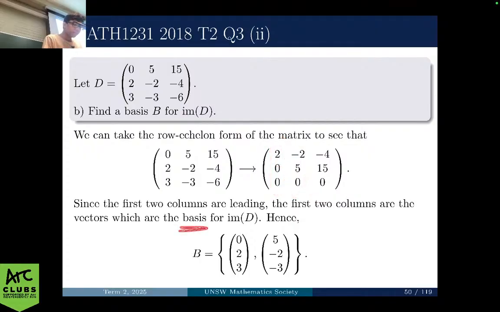So if I wanted to find the basis of the image, remember D is some matrix and I can multiply it. If I want to find the basis for the image, I would take this vector, because this first column is a leading column, and that is one of my basis vectors. This is also a leading column, so I take this vector and I put it here, and that's the other one for my basis. And that is the basis of an image. Does that make sense? Okay.